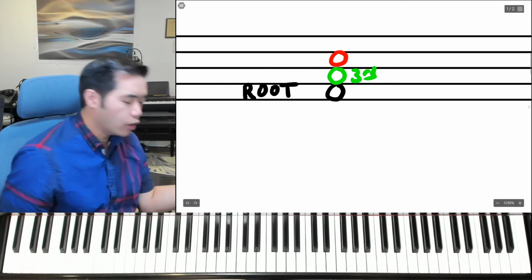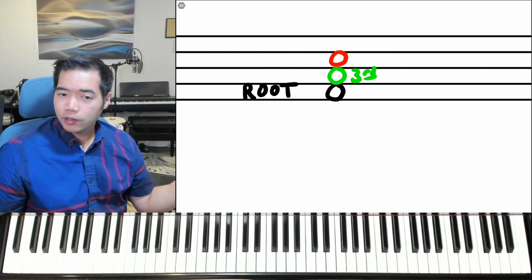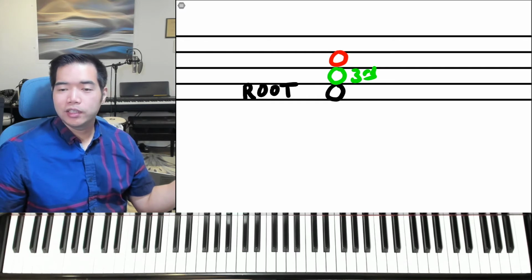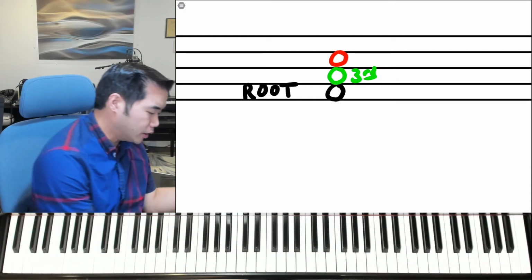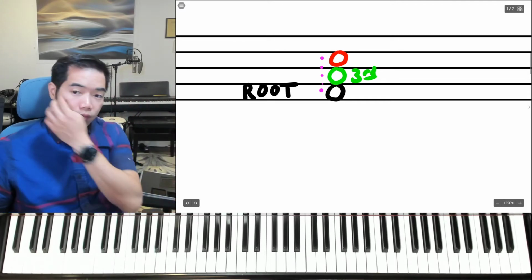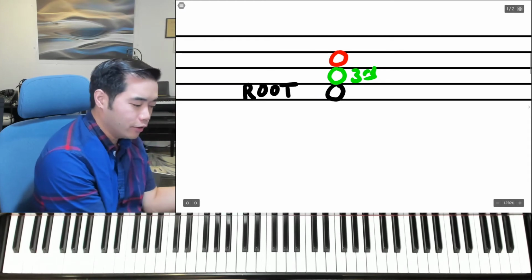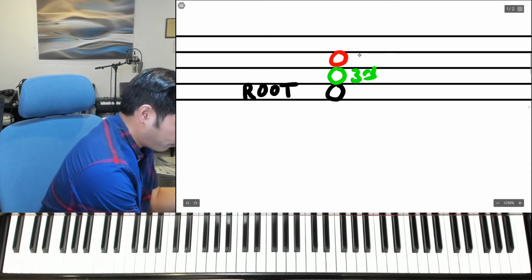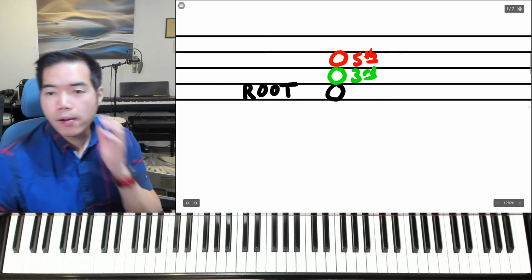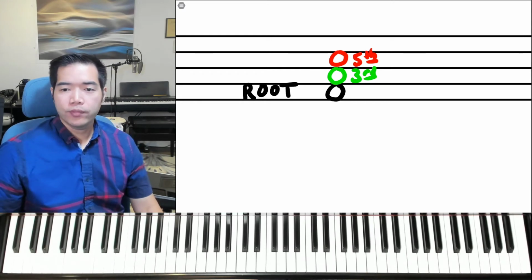So again, the lowest note is called the root. We add the third above the root, which is called the third, and then we add the third above the third, which is the fifth. So if we actually count this, we have the fifth, because 1, 2, 3, 4, 5. Right? So the top note that is a third above the third is known as the fifth. So those are the 3 parts of a triad: the root, the third, and the fifth.